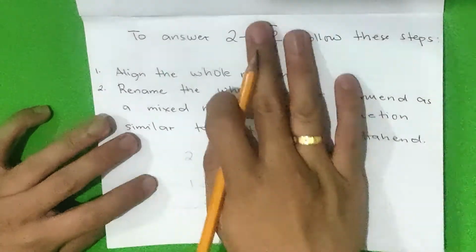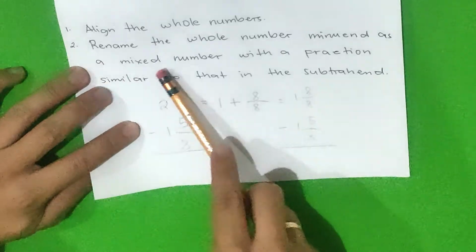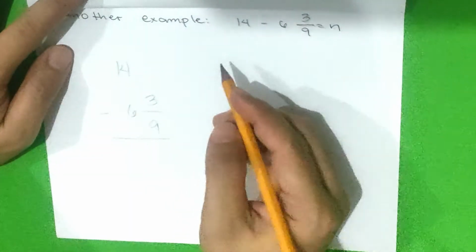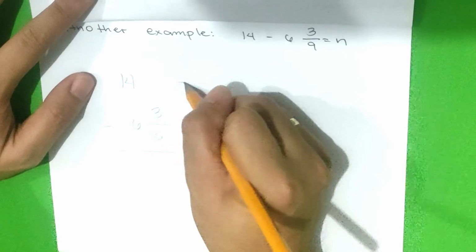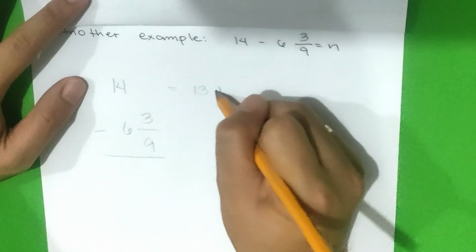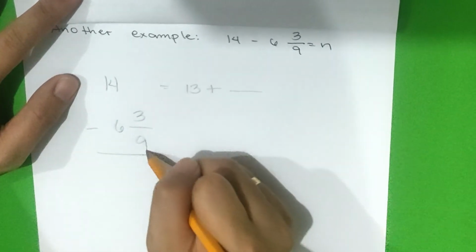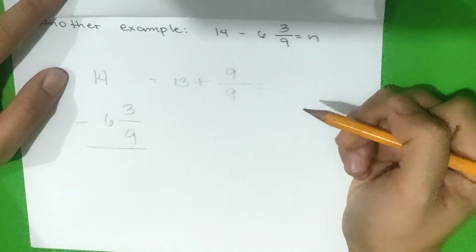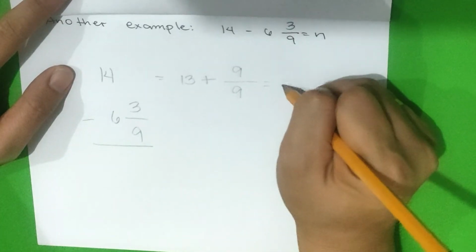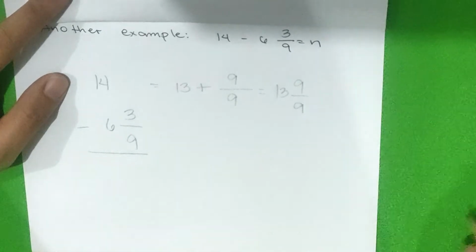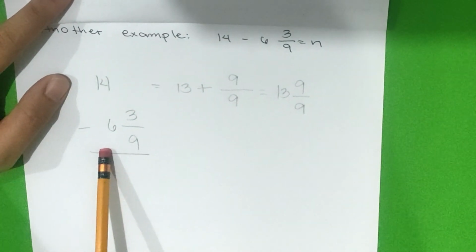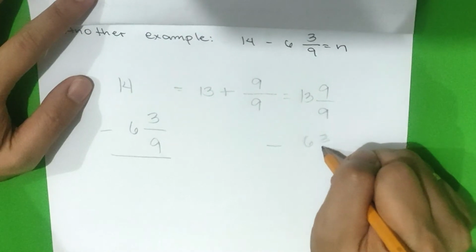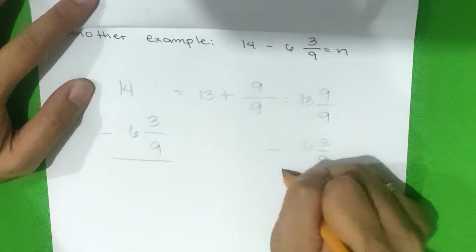Second step, rename the whole number minuend as a mixed number with a fraction similar to that in the subtrahend. So we will reduce 14 to 13. Let's write an addition sign, and let's copy the denominator of the subtrahend, which is 9, as the numerator and the denominator. Let's add them up. So 13 plus 9/9 is equal to 13 and 9/9. And let's proceed with subtracting the subtrahend. So 13 and 9/9 minus 6 and 3/9.